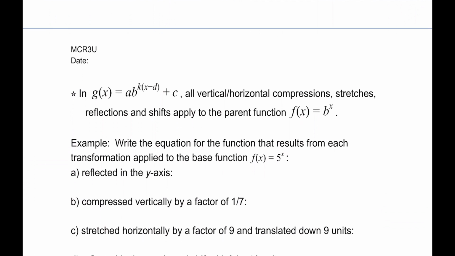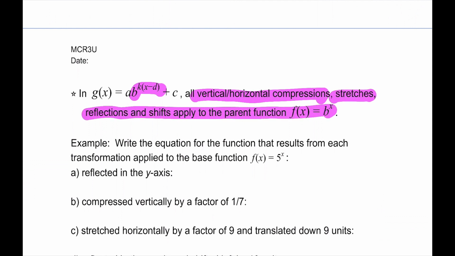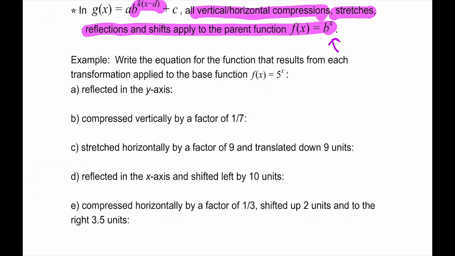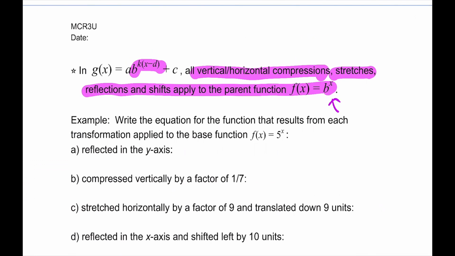So when we have g of x is a times, so in other words, an exponential function, b to the power of k times x minus d, plus c. All the vertical and horizontal compressions, stretches, reflections, shifts apply to f of x is equal to b to the power of x. So the key is really trying to find what that parent function is. Okay, we're going to see an example of how we might do that, because once we have the a's in there, it looks kind of tricky.